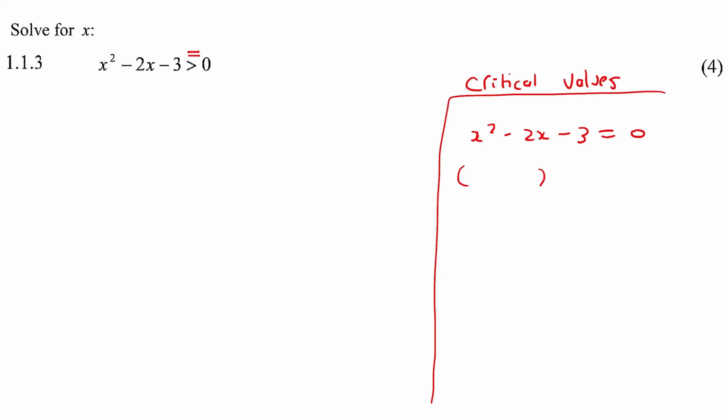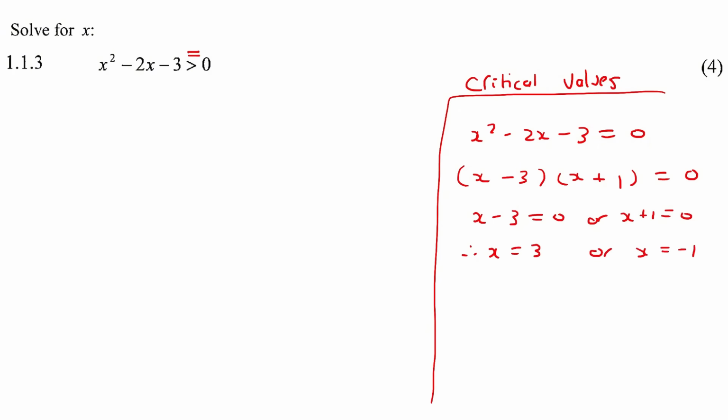Then you're going to factorize this or use the formula, whatever you prefer. So what's this one going to be? x take away 3 and x plus 1. x squared, yeah, that works. And so we're going to say that x minus 3 is equal to 0 or x plus 1 is equal to 0. Therefore, x must be 3 or x is -1.